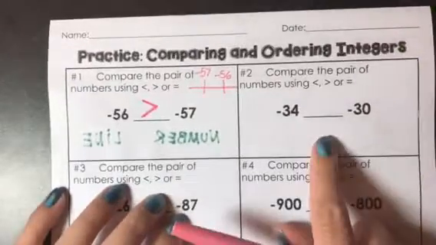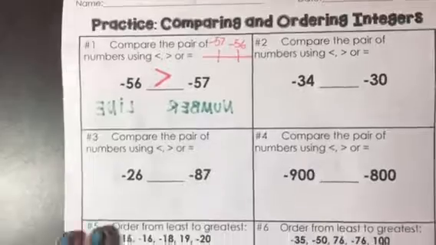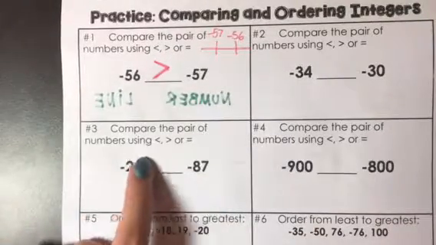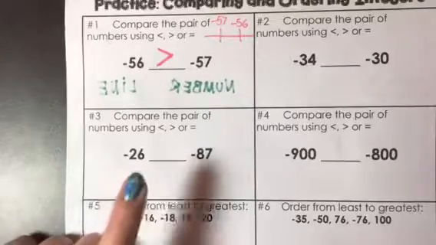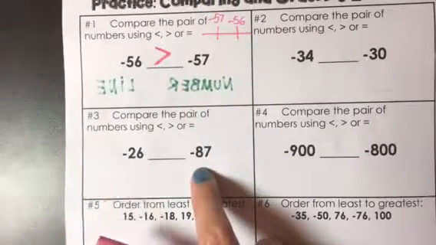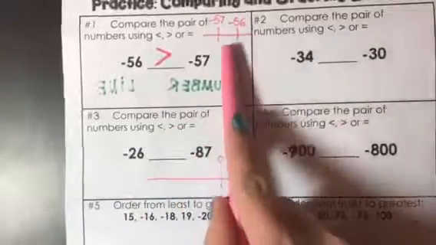So you're going to do the same with these two numbers. Compare the pair, I'm jumping to number 3. Compare the pair of numbers using greater than, less than, greater than or equal to. So right away, if I had imagined a number line, I should always start with 0. I should have done that up there.